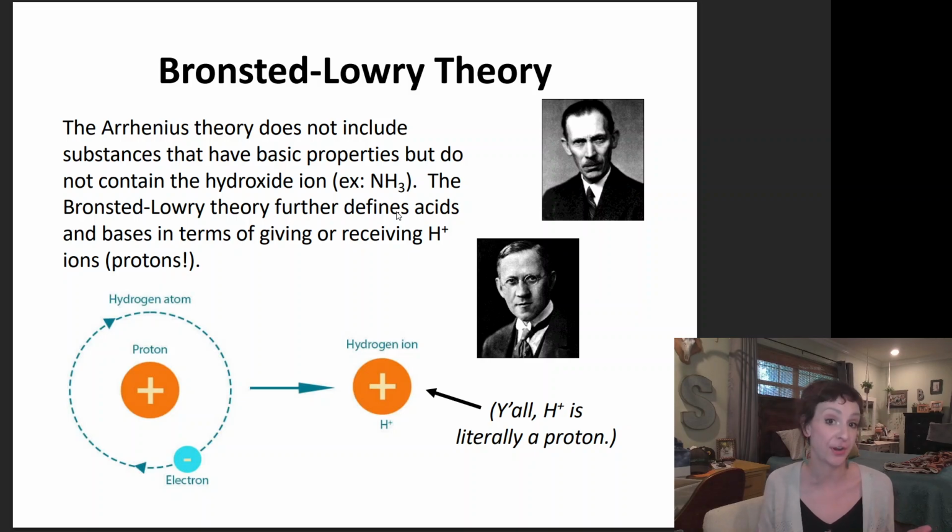So Bronsted-Lowry theory further defines acids and bases in terms of giving or receiving the hydrogen ion, which I will refer to as a proton. What a proton. Okay, hydrogen, we know it's atomic number 1, which means it has 1 proton in its nucleus, right? It also has 1 electron for a neutral hydrogen atom spiraling around the nucleus. The hydrogen ion is positive. That means it has gotten rid of that negative electron to where the only thing left is the proton of the hydrogen atom. So a hydrogen ion is literally a proton.